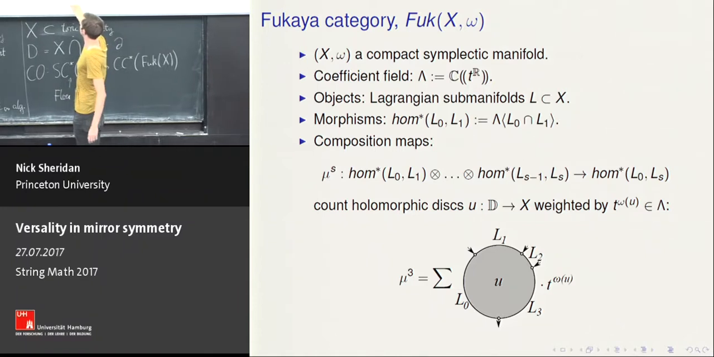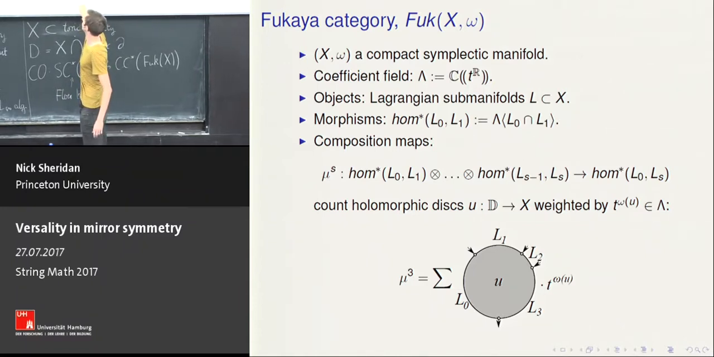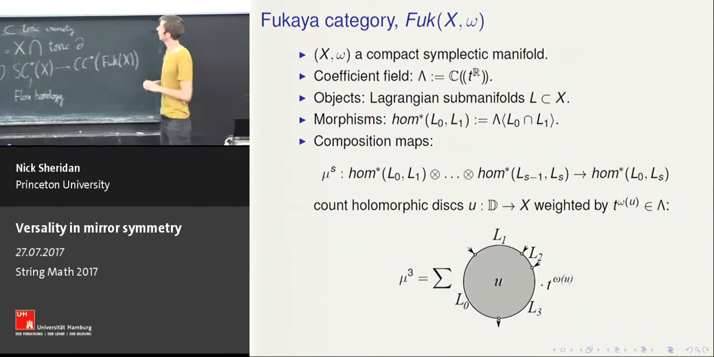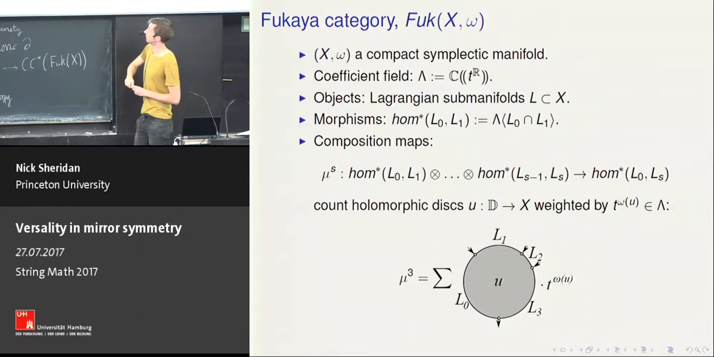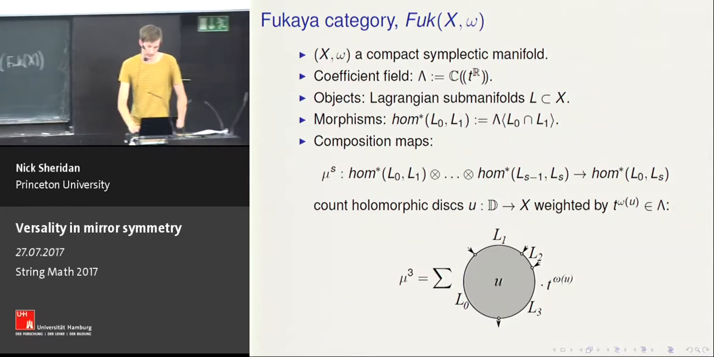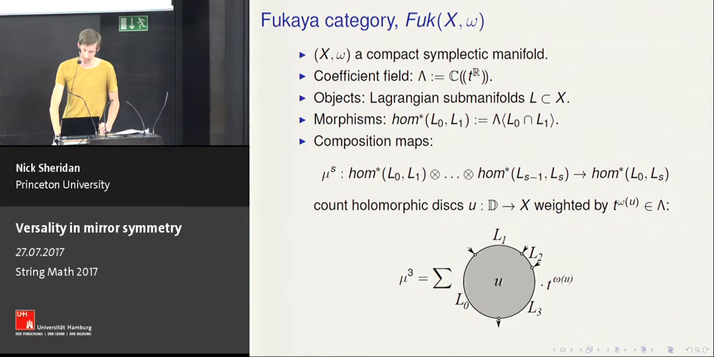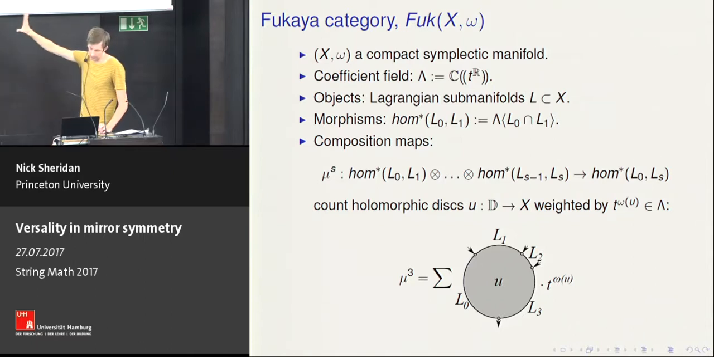And the thing I really want to emphasize is that each disk U is weighted by T to the symplectic area of U. So this is an element of this Novikov field in the generator T. This is the one that we're really interested in as symplectic topologists, because this is a nice, well-behaved symplectic invariant of a symplectic manifold.